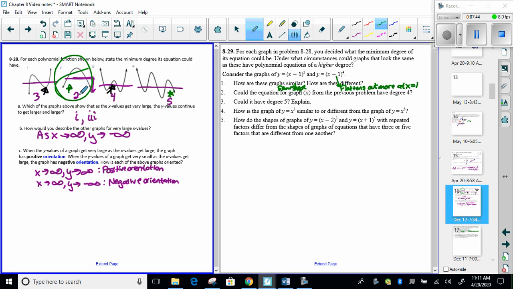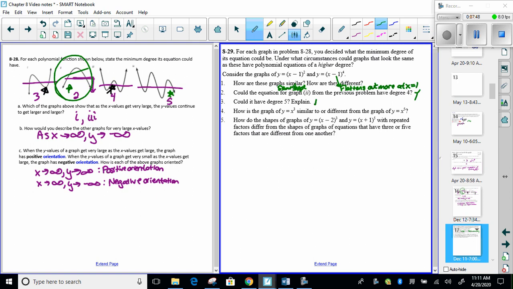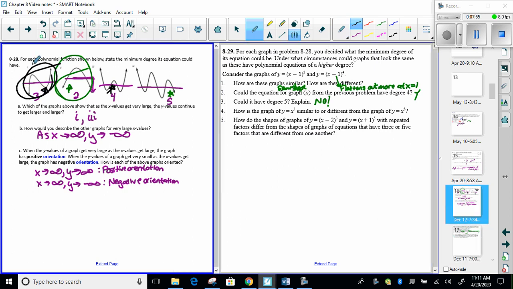But could it be a 5th degree? Absolutely not. What do you know about odd degrees? This is an odd degree. This is an odd degree. Think about a linear. It's the most basic odd degree. It looks like a line. This does not look like a line. Its end behavior go in the same direction. Versus odds, their end behavior go in opposite directions.